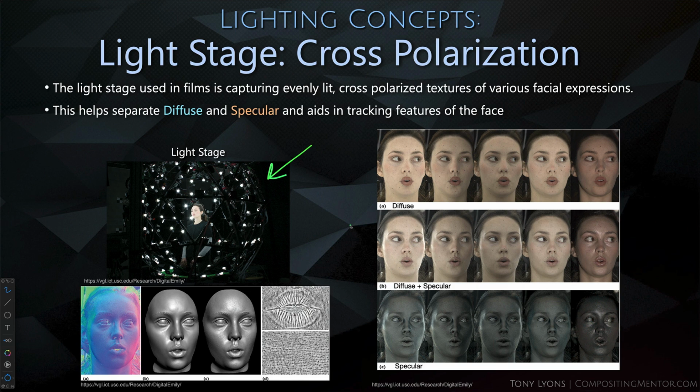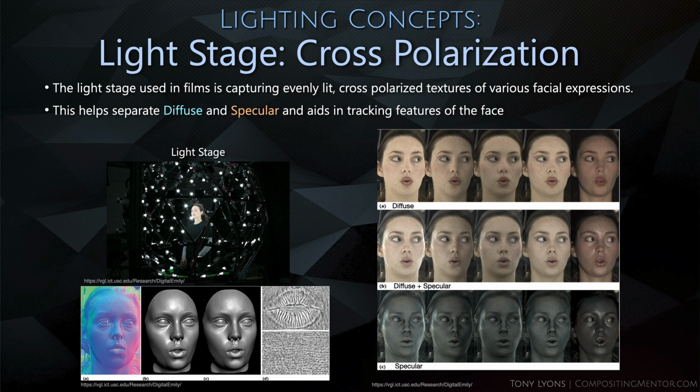Because if you think about it, when specular highlights are rolling over the face, it might interfere with some of the tracking markers on the face. So it's better to view only the diffuse component where we can see all the tracking markers perfectly. It'll also help us in gathering these incredible high resolution images for bump and spec maps.